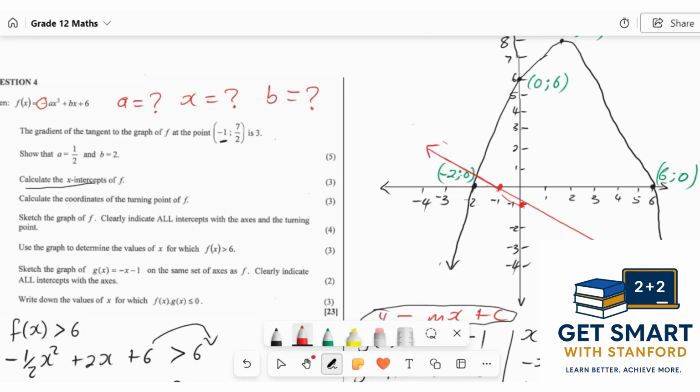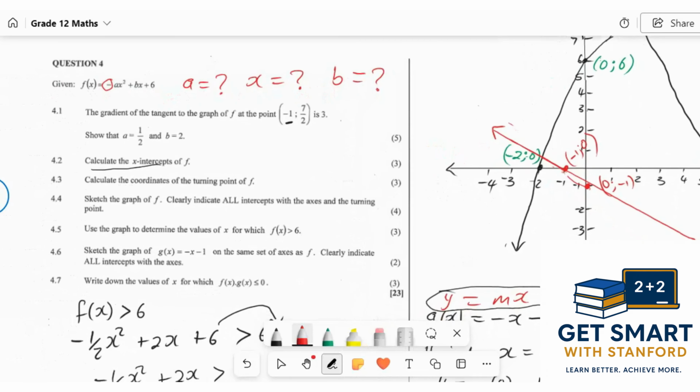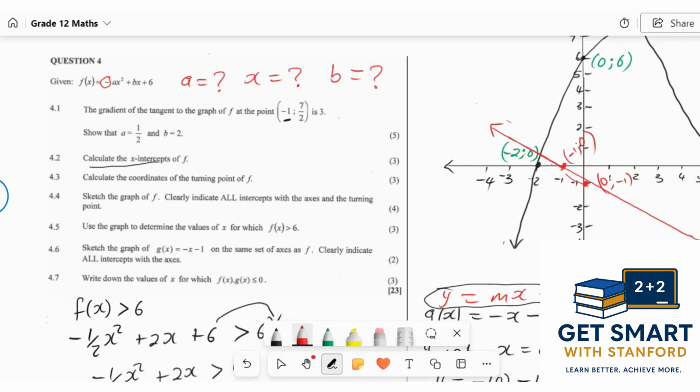So there is the graph, and now we need to show clearly the intercepts here. We have -1 and 0, and here we've got 0 and -1. Those are our intercepts. And how many marks does this one carry? It only carries 2 marks. That's because it's very simple. You're not even used to do those calculations. You can just take it from your head and put it onto that graph.